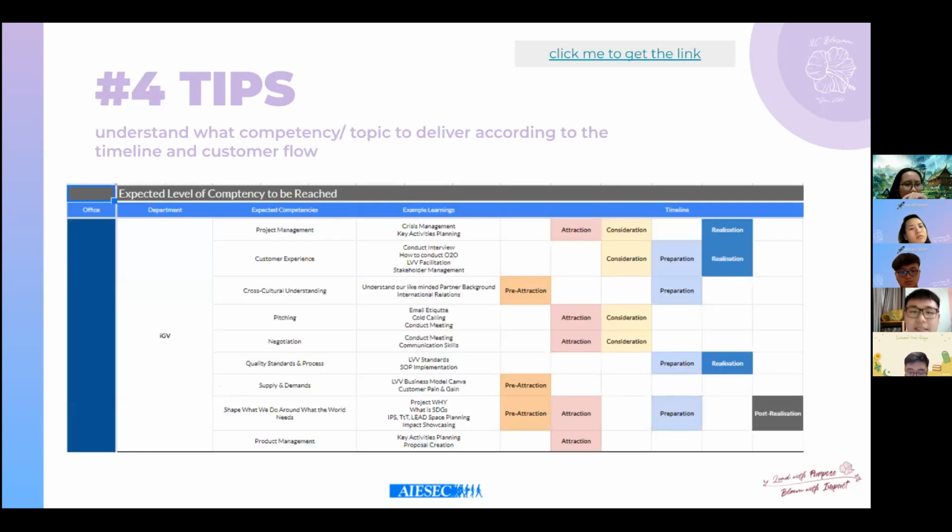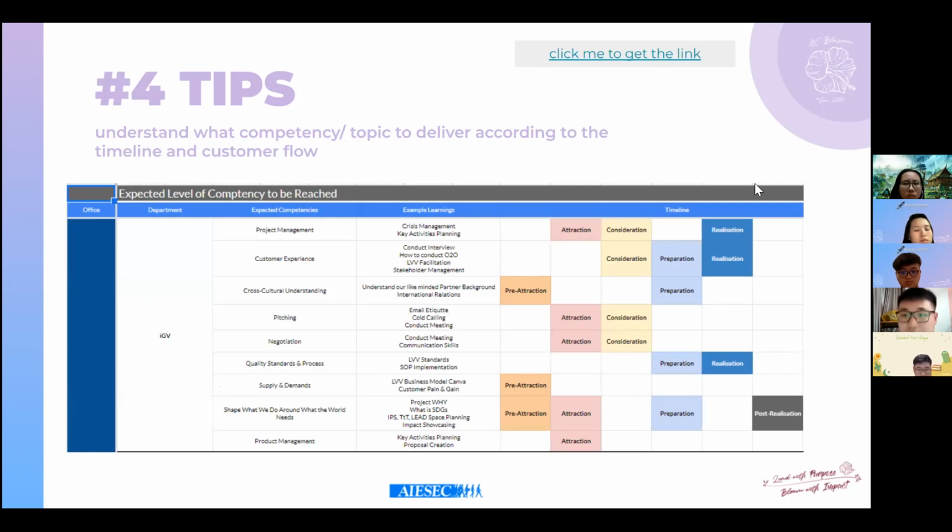And lastly, sorry, it's not the last tip. This is the fourth tip: understand what competencies or topics to deliver according to timeline and customer flow. For example, you might not really understand, in attraction, what should I implement? In consideration, what should I educate my people? You don't really understand, right? You're not clear about what the topic should be.